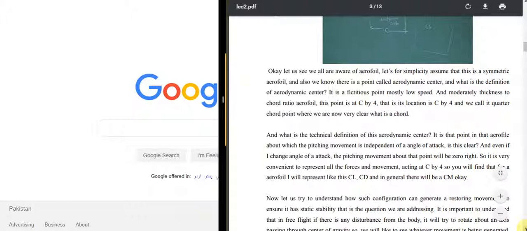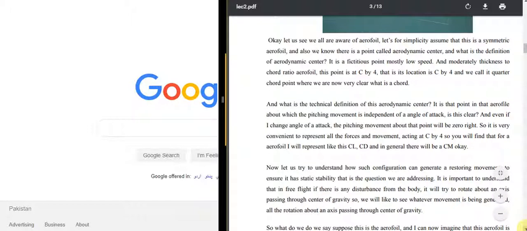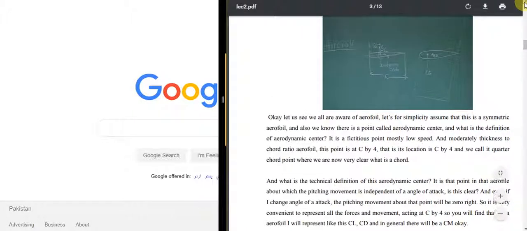And what is the technical definition of this aerodynamic center? It is that point in the aerofoil about which the pitching moment is independent of the angle of attack. Is this clear? Even if I change the angle of attack, the pitching moment about that point will be 0, right? So it is very convenient to represent all the forces and moments acting at c/4. So for an aerofoil I will represent it like this: CL, CD, and in general there will be a CM as well.